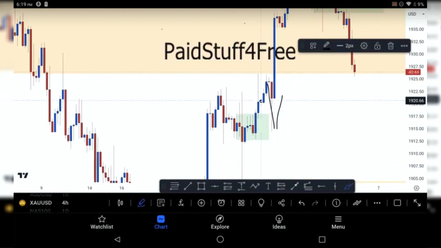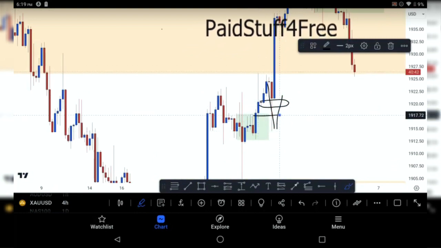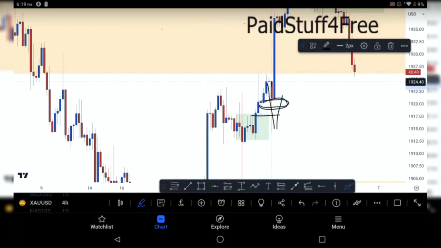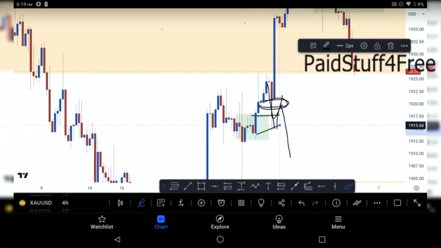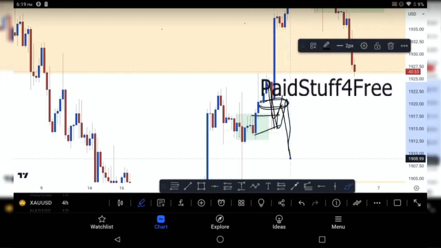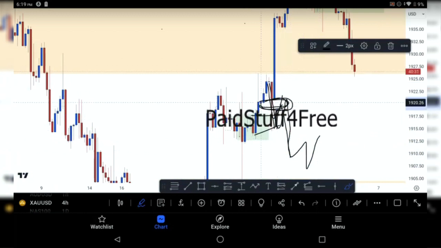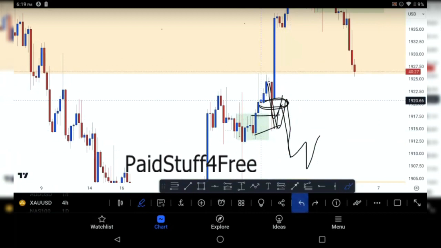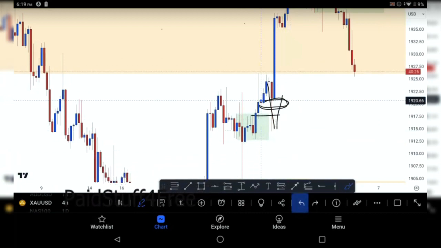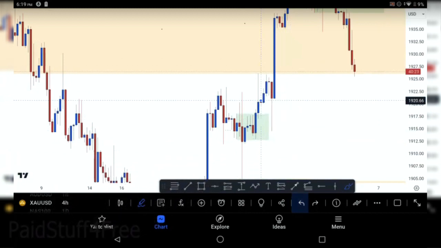I knew that price was not going to close outside this box, and if price had closed outside this box, I would be looking to sell this market down. Probably this would have been liquidity, so price would have retested and gone down. But price closed above this. Why would I be looking for sales? I'll be looking for buys. As easy as that.